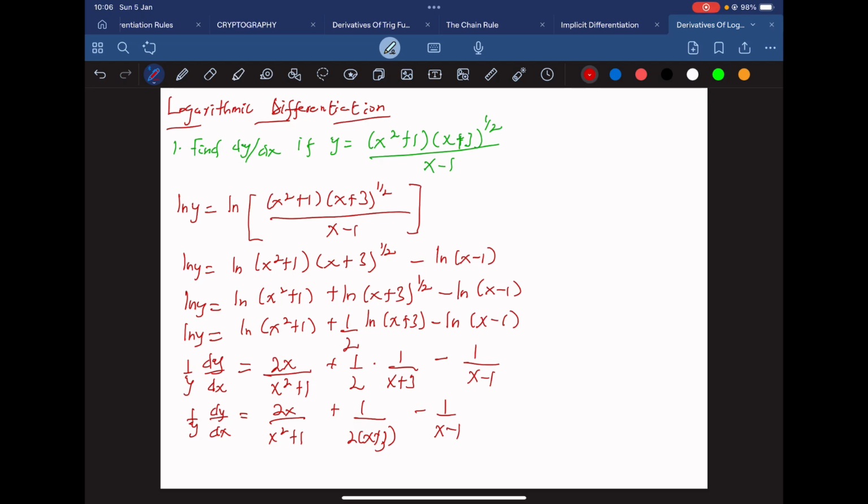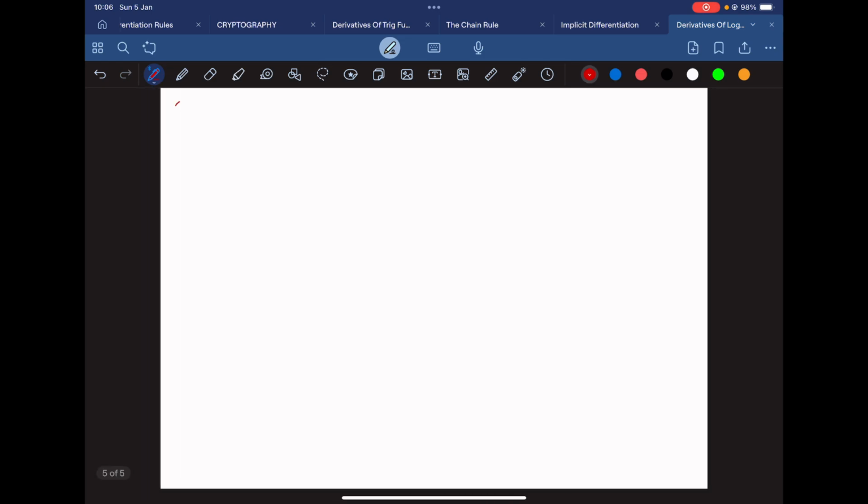Remember, we want to find dy/dx. So in this case, we have to send 1 over y to the right hand side, and in doing so, we just have to multiply everything by y. So we are going to have dy/dx is equal to, just multiply everything on the right hand side by y. So we have y times (x squared plus 1 over 2x plus 3 minus 1 over x minus 1). But note that y was given to you in the question.